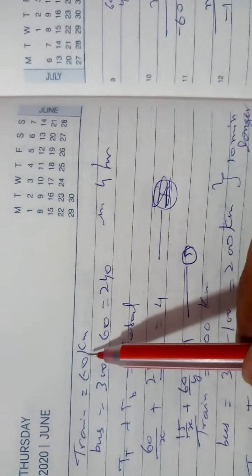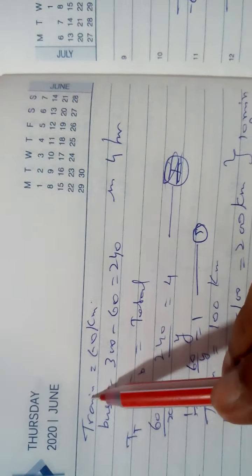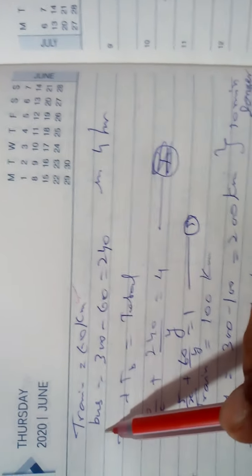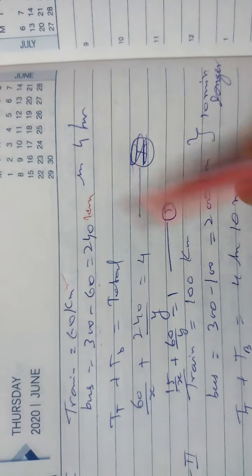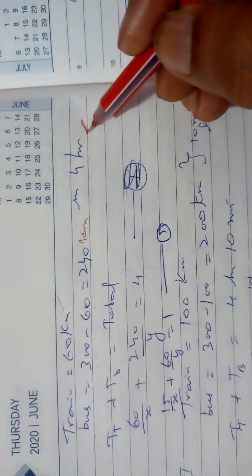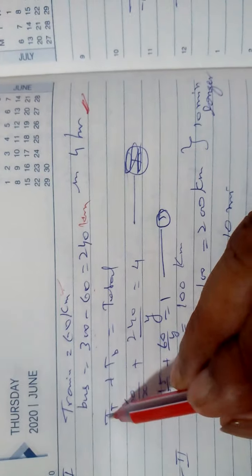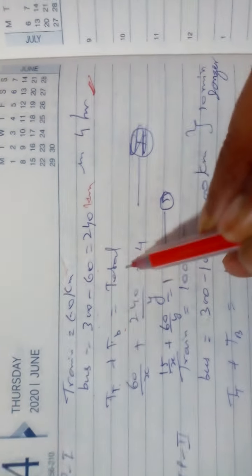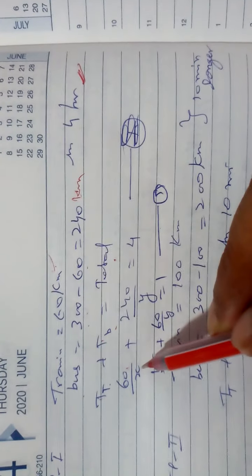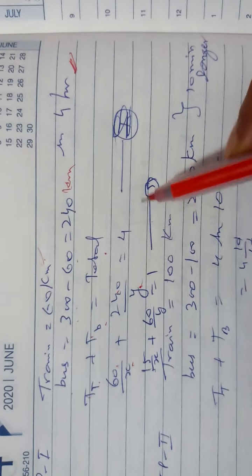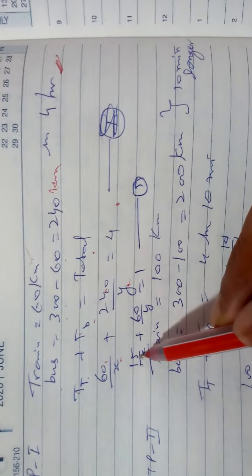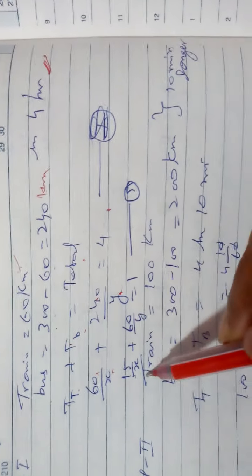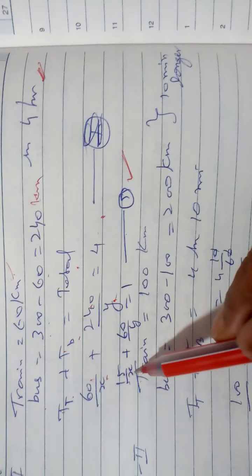According to the first condition, by train 60 km. Then what is by bus? 300 total, 300 minus 60, 240 km, in 4 hours. So time by train plus time by bus equals total: 60 upon x plus 240 upon y equals 4. Simplify all by 4: 4 15s are 60, 4 6s are 24. So it is your first equation: 15 upon x plus 60 upon y equals 1.